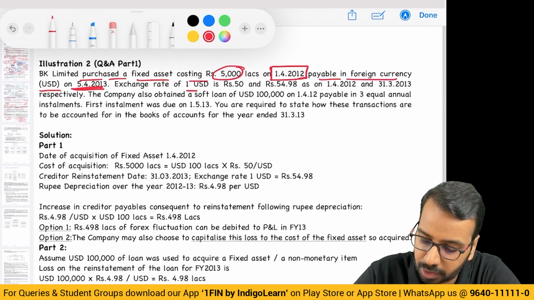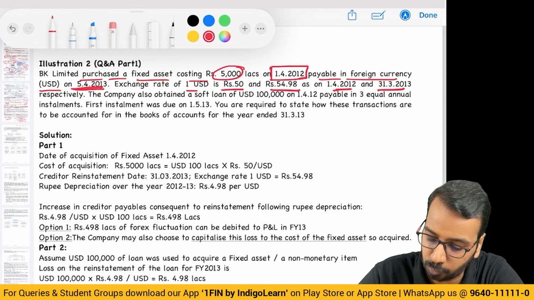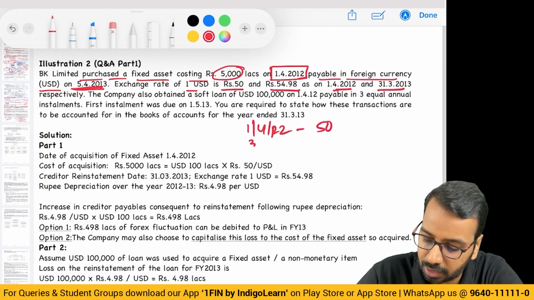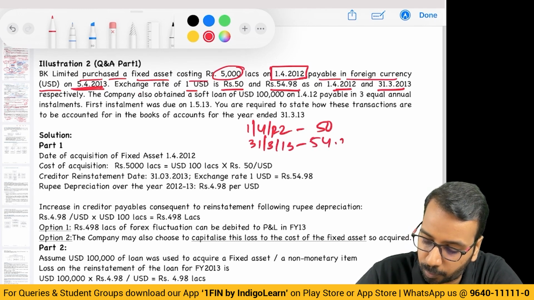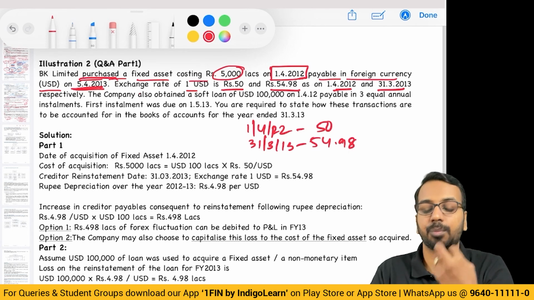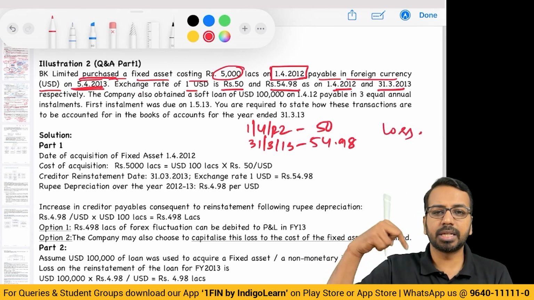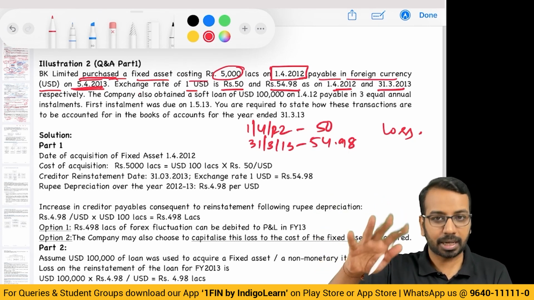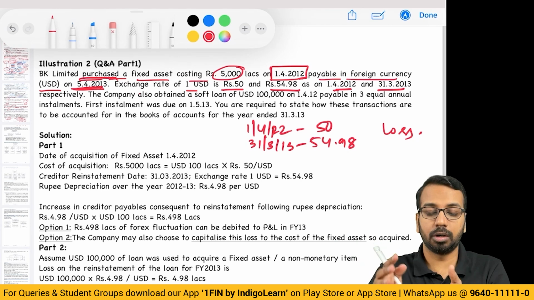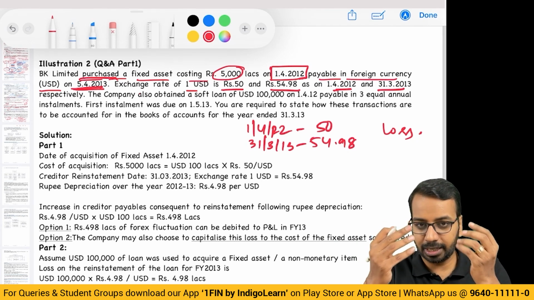Exchange rate of $1 is rupees 50 and 54.98 is on 1st of April and 31st March. So, 1st of April of 12, the rate is 50. 31st of March of 13, the rate is 54.98. Now, what have we done? We have purchased, we have imported. Rate has increased. If the rate has increased, means there is a loss to us. Okay. This should, over a period of time, come automatically to you, as you keep on practicing, not only for exams but also for real life. If I imported, rate has gone up, loss for me. So it should trigger automatically.